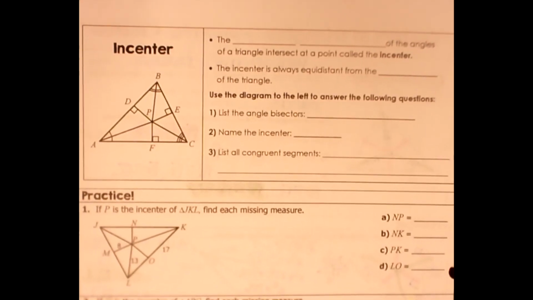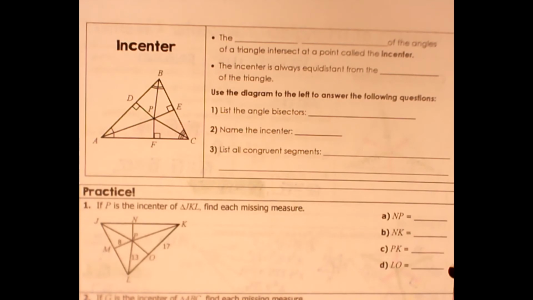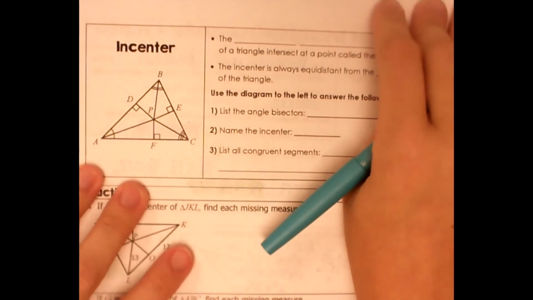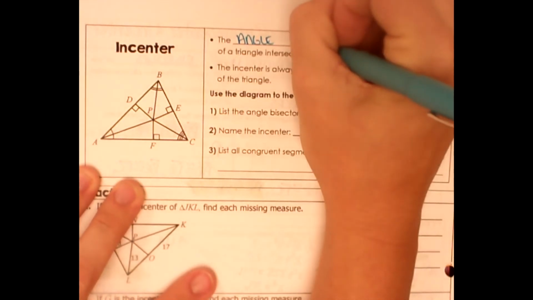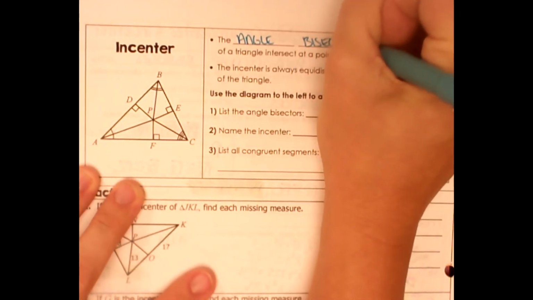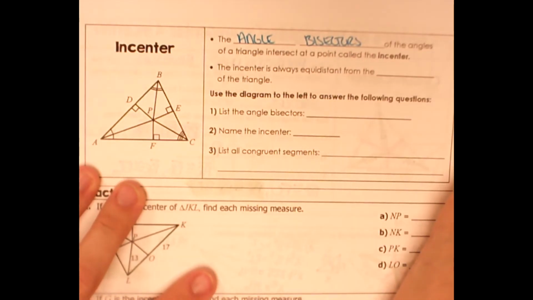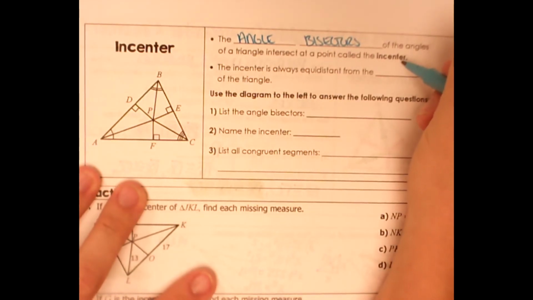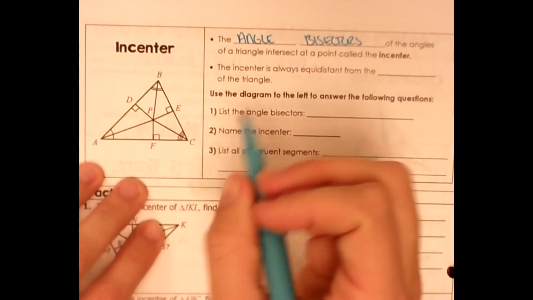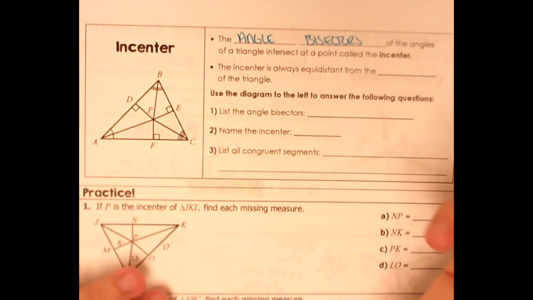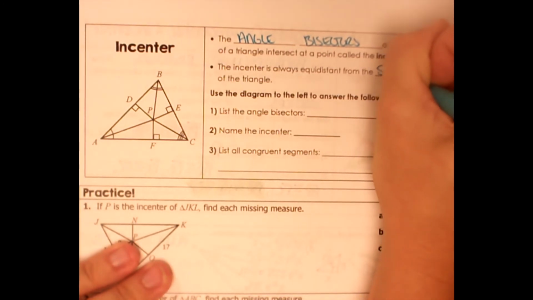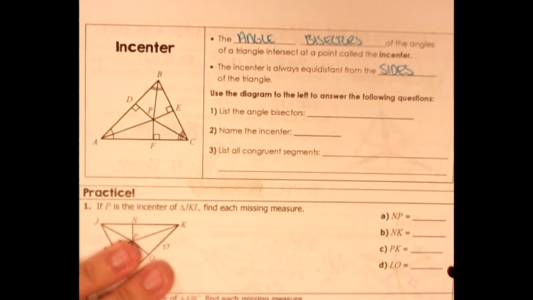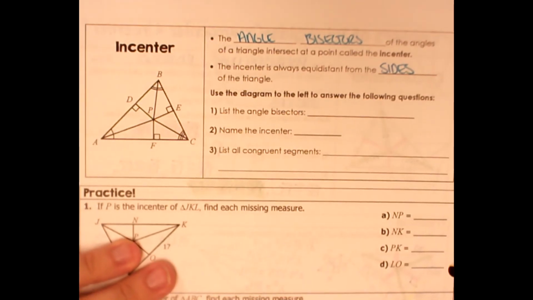What is the in-center? Looking at the definitions, the angle bisectors of the angles of a triangle intersect at a point called your in-center. So when your angle bisectors intersect, that's called your in-center. The in-center is always equidistant from the sides of your triangle. That's important. When we like the word equidistant, that means that they're the same.